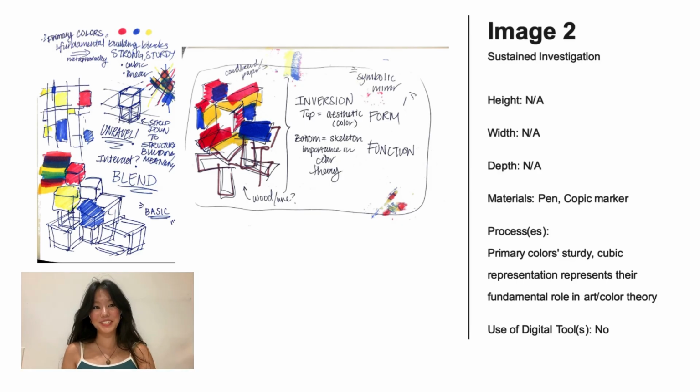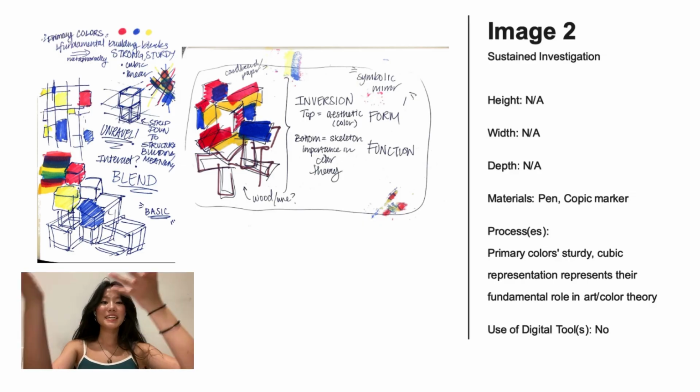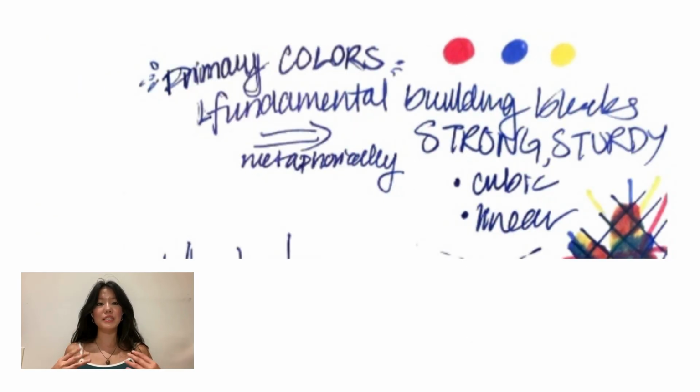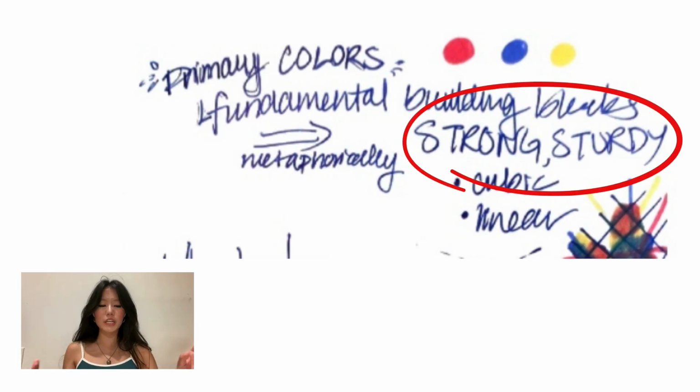So images 2 and 3 are representations of the same project. Image 2 is the process work that led up to the finished work in image 3. My process work really just shows my thinking process. I was trying to represent the fundamental role of primary colors, red, yellow, and blue, as they are the colors that make all the other colors. So they are essentially the backbone of the color wheel. And I thought a sturdy cubic representation would best conceptualize their fundamental role in art and color theory.